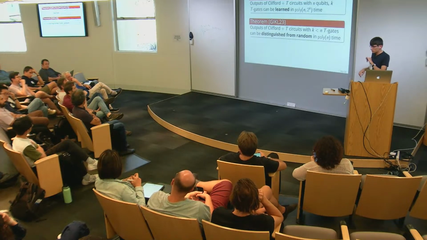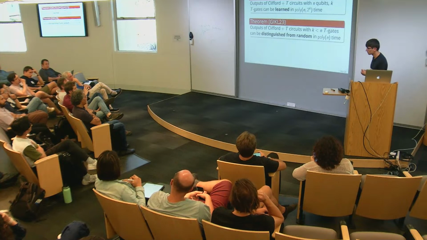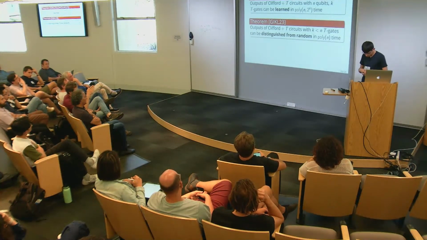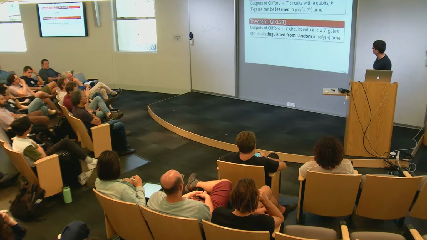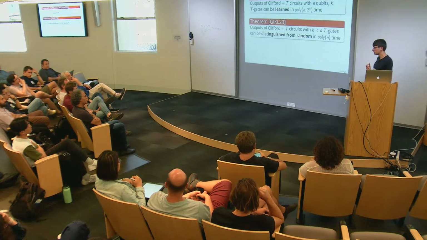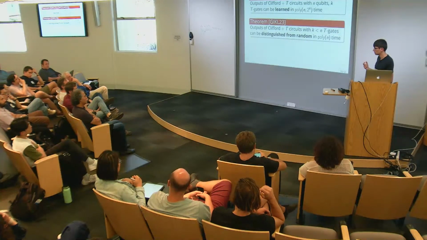So what is the model when you say that you have polynomial time in n and k? Do you run this circuit as many times as you want? Or you just get copies of the output state? As many copies as you want.